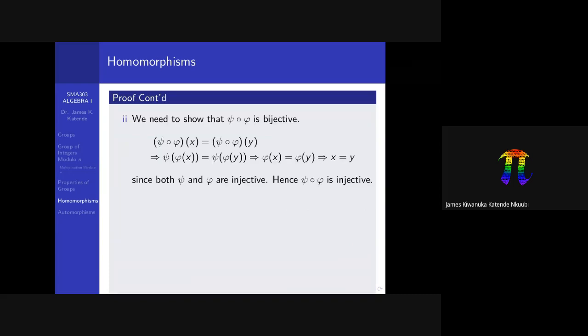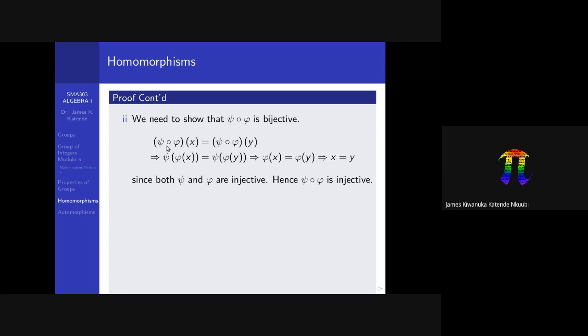The next one says the composition of two isomorphisms is an isomorphism. We have assumed that both of them are isomorphisms, so both of them must be one-to-one and onto. That is, they must be bijective. So we shall use that property. Bijective means both injective and surjective.